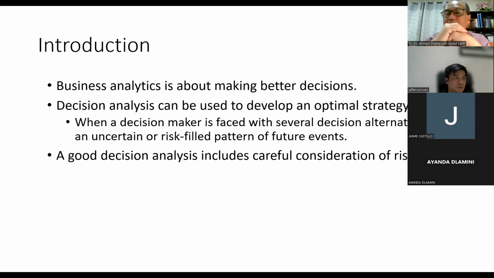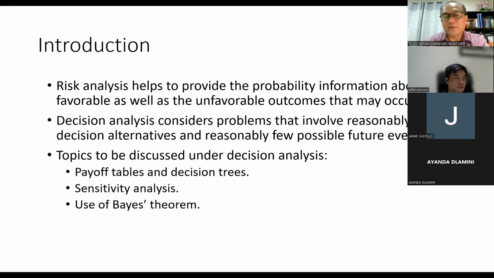We need to have an optimal strategy to make decisions based on the decision alternatives, whether it is uncertainty or risk, or when we have information or we have certainty. So we need careful consideration of the risk. Risk analysis will provide probability information about the favorable as well as unfavorable outcomes. The outcome, sometimes we refer to as payoff. Payoff is how much you gain from a certain decision.